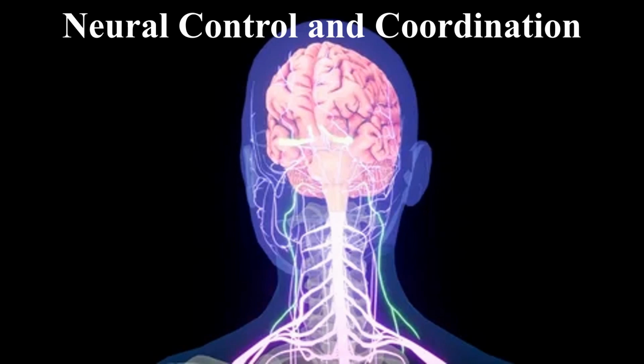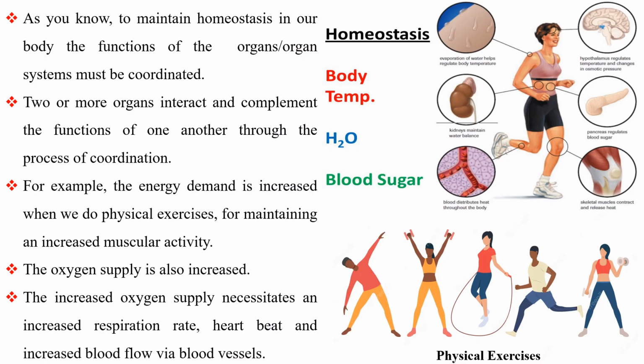Neural control and coordination. As you know, to maintain homeostasis in our body, the functions of the organ systems must be coordinated. Two or more organs interact and complement the functions of one another through the process of coordination. For example, the energy demand is increased when we do physical exercises for maintaining an increased muscular activity.